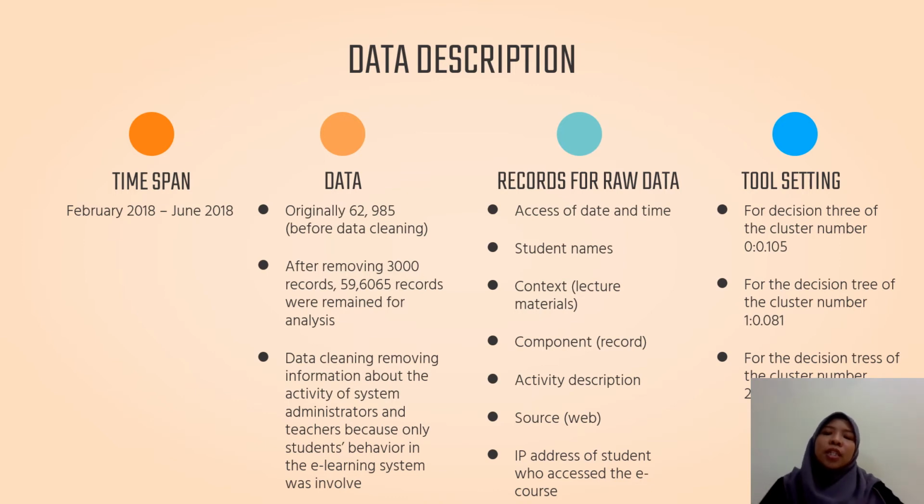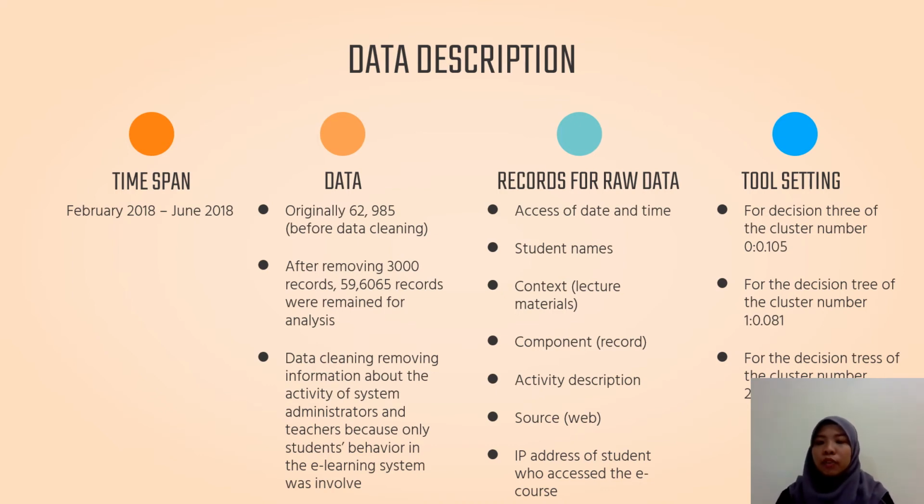Due to the sensitivity of the data and privacy, only a subset of anonymized data was extracted for further analysis. In total, there were 185 students participating in the e-course during the semester. This is the record of the raw data, which consists of access date and time, student name, context, component, activity description, source, and IP address of the student who accessed the e-course.